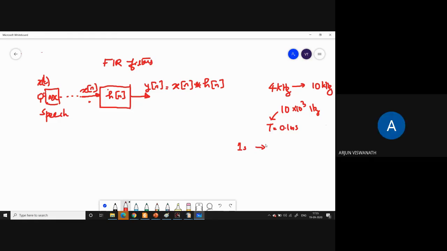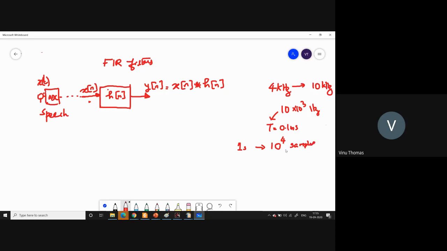Hello, sir. In 1 second, how many samples will be there for these? 1 by 0.1. What is that? That is equal to 10 raised to 4 samples. That is just in 1 second.